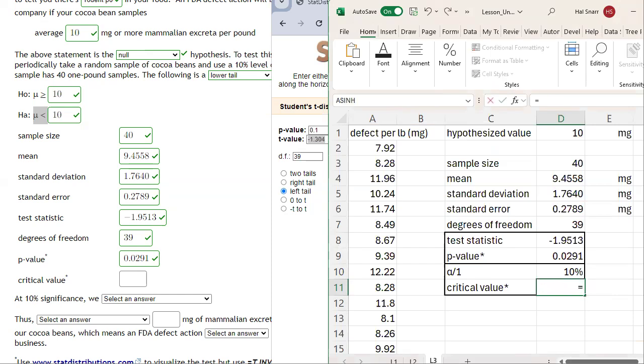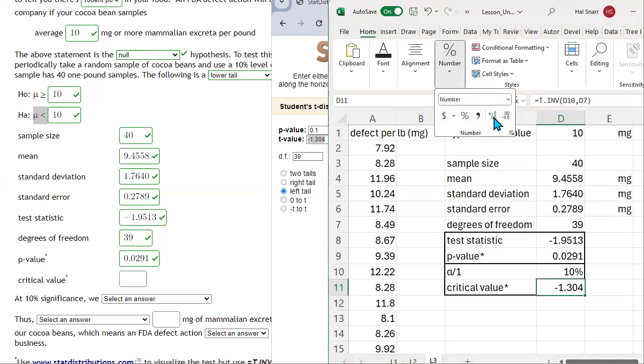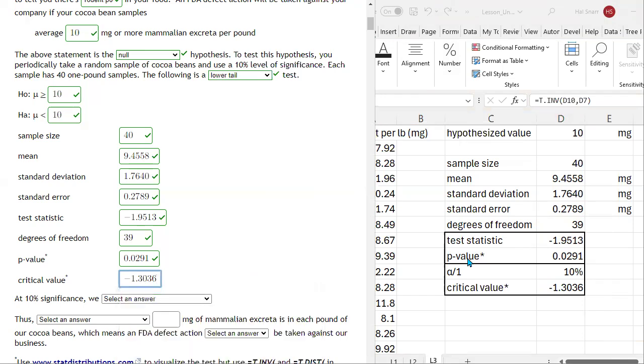I'm going to type T.INV because I want to feed it a probability value. And areas under the distribution are probability values. So I'm going to feed it 10%. And then I need to feed it the degrees of freedom. And I get a critical value equal to, to 4 decimal places, negative 1.3036. I'm going to hit enter to make sure I got it right.